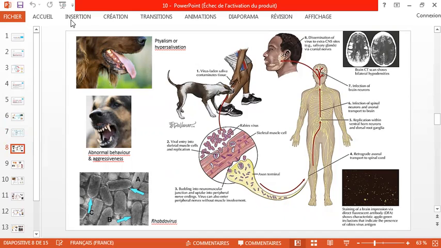Okay, so you have here the symptoms in dogs. Here you have the image or the figure that represents the rhabdovirus shape, and here are the symptoms of rabies in dogs. So they start having abnormal behavior and aggressiveness. Okay, et c'est le changement de comportement et l'agressivité.